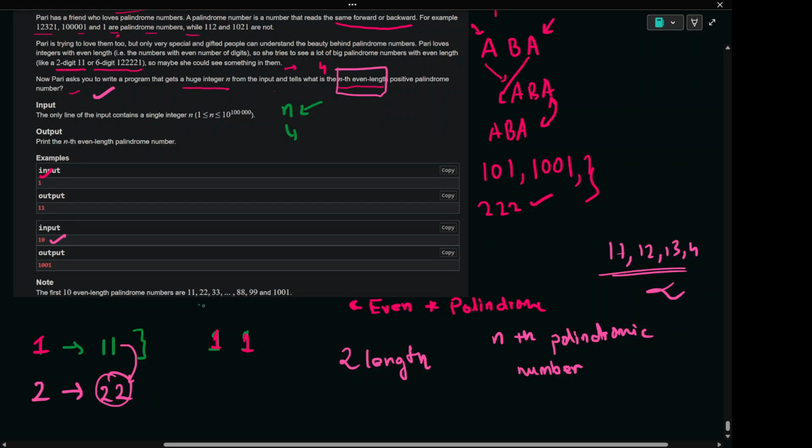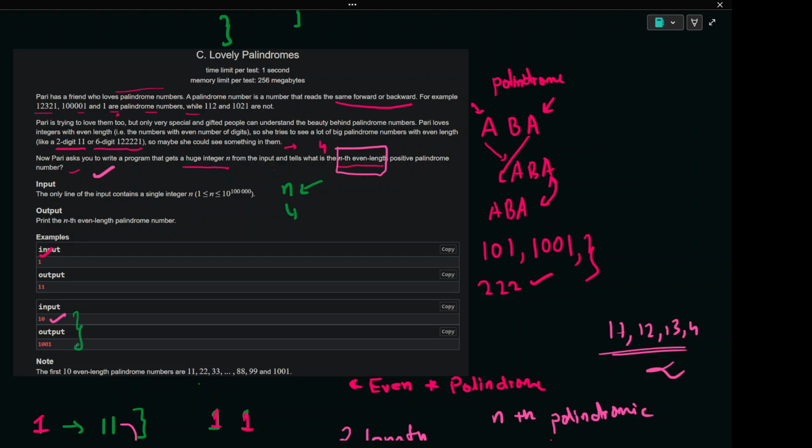Now, what are the constraints? The first thing to see is that we can solve this mathematically. We can apply maths, find the palindromic numbers and solve it. But if you see the constraints, what does it say? N can be from 1 to 10 to the power 10 to the power 6. Imagine how big this is. Can it fit in an integer? It won't. Can it fit in a long? It won't. It will exceed both the integer and long limits.